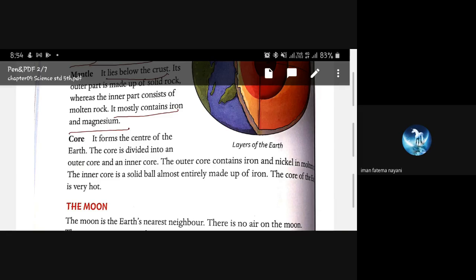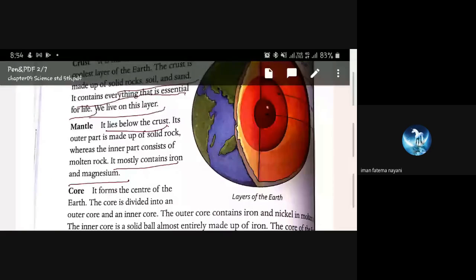Okay. Now third, core. Core is the last layer of the earth. Core is inside the middle part of the earth. It forms the center of the earth. You know this. This is core, the center part.